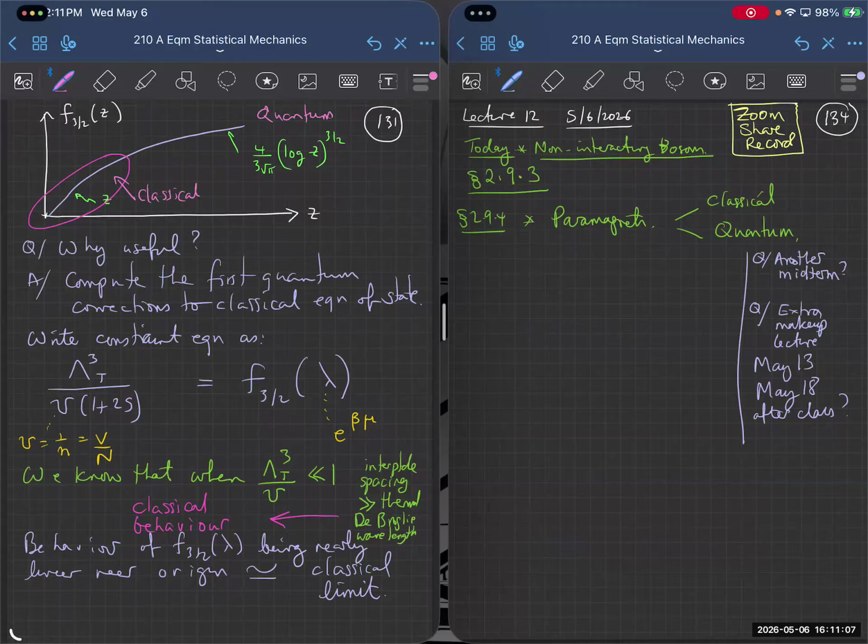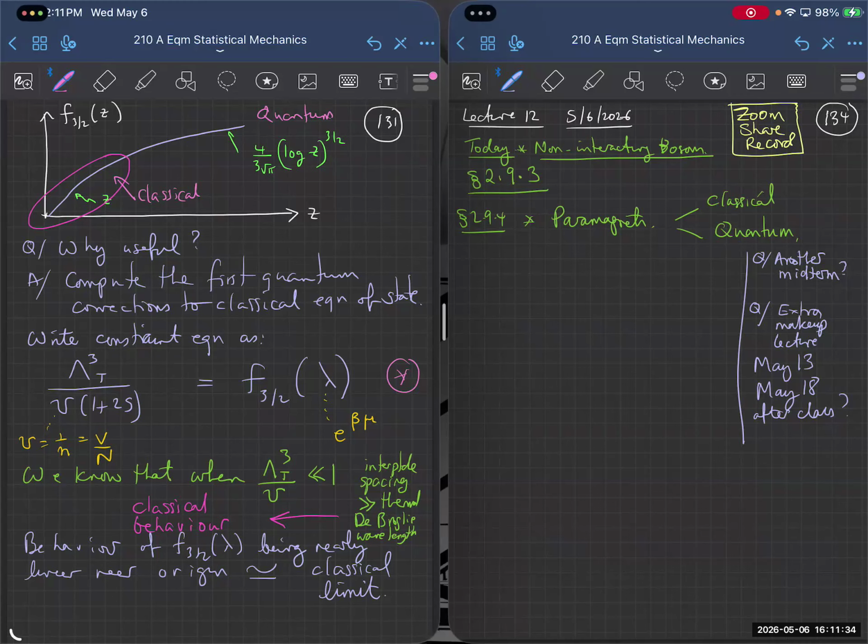So the constraint equation I showed you was written down in the form in the middle of the page here on the left. The thermal de Broglie wavelength cubed over the volume per particle, that's a dimensionless number. It's normalized by the degeneracy factor 1 plus 2s when the fermions have spin s. And then that is just this function f3 halves of the fugacity lambda, which is e to the beta mu.